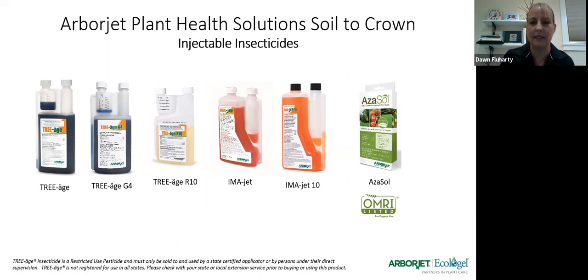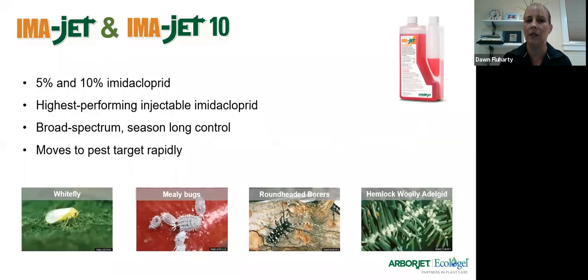So the chemical we tend to use the most, triage is an option on some of our boring pests or leaf-chewing pests. And azosol is always a great option if we need to be organic. But we mainly use the imidacloprids on our palms. They cover the most of the pests that attack our palm trees. So we do have the regular 5%, that's what we call Imajet, and the Imajet 10, which is a 10%.